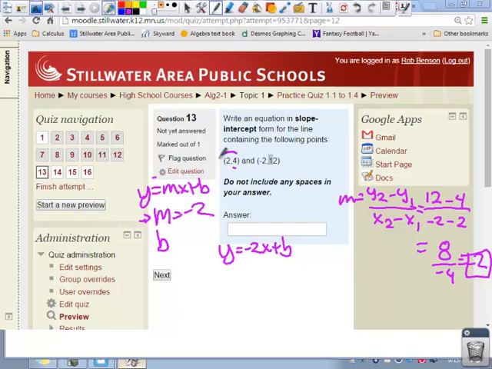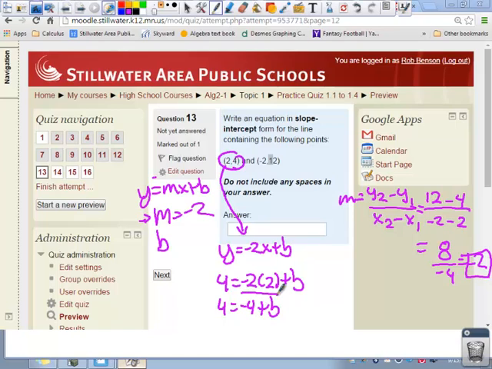This one or this one. I'm going to plug that point into my equation. It doesn't matter which one you choose. So I'll take this one. My x is 2. My y is 4. So I got 4 is equal to negative 2 times 2 plus b. I got 4 is equal to negative 4 plus b.